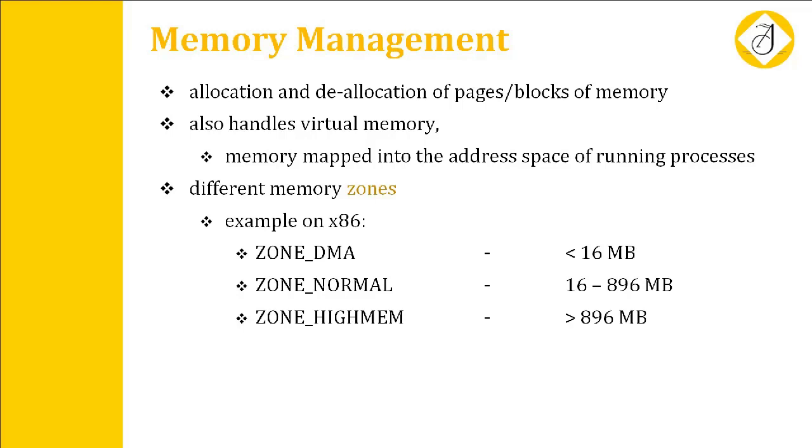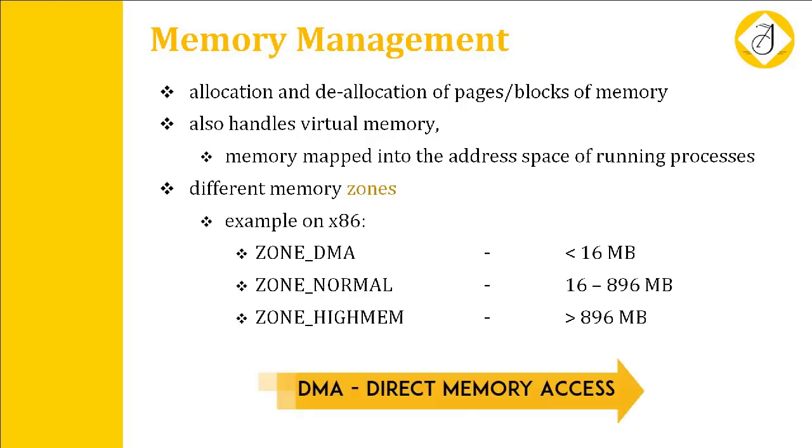So which means allocating or deallocating the pages from the memory or to the memory. It has an additional mechanism for handling the virtual memory. This memory management unit splits the memory into different zones due to the hardware characteristics. So this is an example for the x86 architecture. Here the memory management has been split into three different zones.